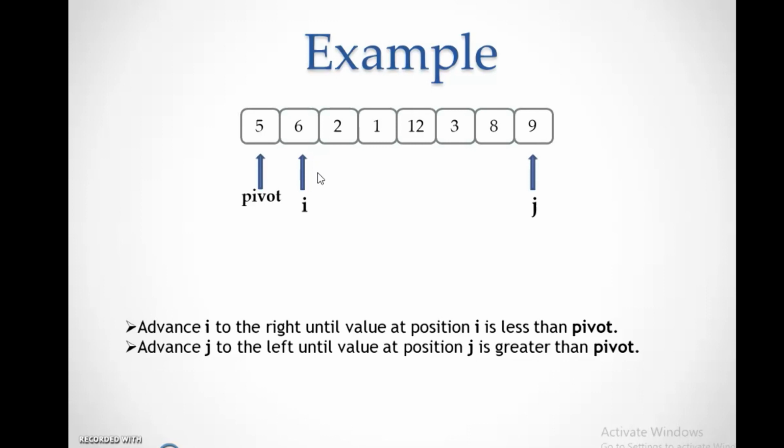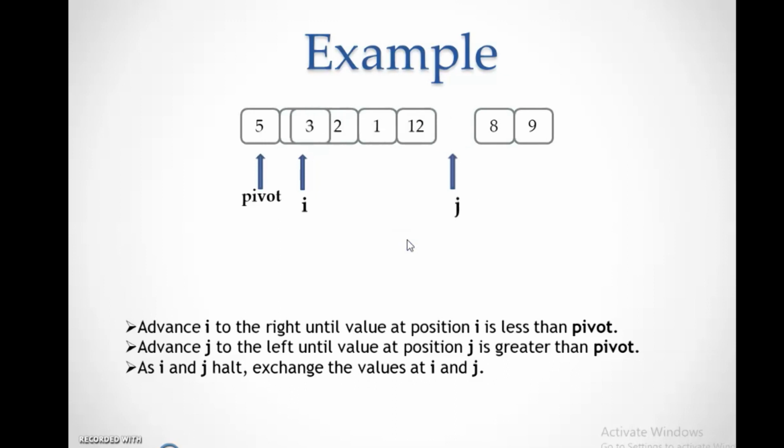So J is pointing to 9 and it's greater than 5. So we move it towards left. Now again 8 is greater than 5. We'll move it towards left. Now if you see, J comes to a place where this 3 is actually less than 5, and therefore the condition holds, and we can find that I and J both hold. Now when I and J both hold, we are going to exchange the value at I and J, that is 3 will go in the place of 6 and 6 will come in place of 3.